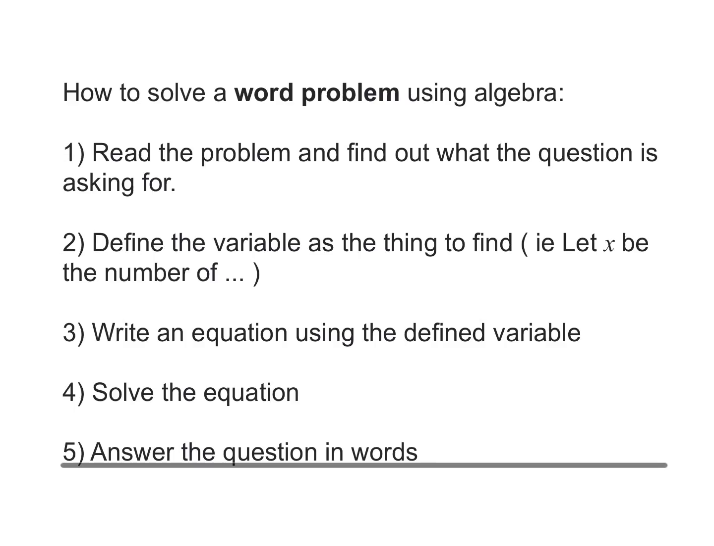Well, there are a couple of steps in how to solve a word problem using algebra. The first one is read the problem and find out what the question is actually asking for. The second one is define the variable as the thing you want to find. So let x be the thing that you want to find. Third step is write the equation using the defined variable. And the fourth one then obviously is solving the problem, and 5 is answering the question using words.